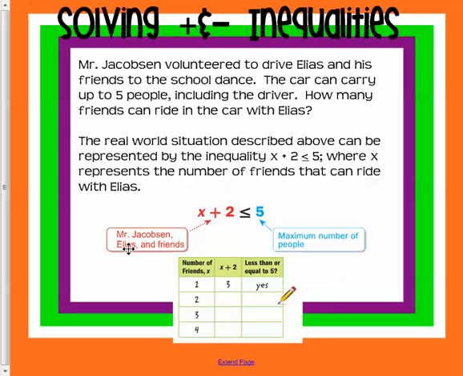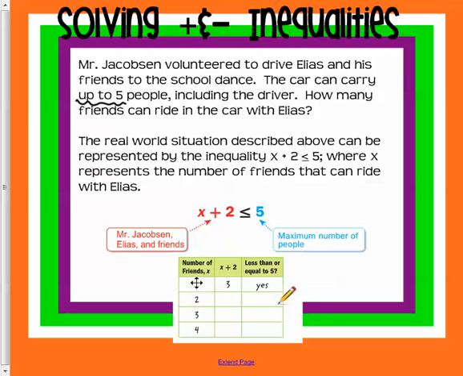It's him, Elias, and their friends. So we know that there's 2 people, but we don't know the exact number of friends. So how many friends can ride in the car with them? The key here is the up to 5 people. This is a real-world situation in which this inequality, x plus 2 is less than or equal to 5, and x represents the number of friends that can ride in the car with them.